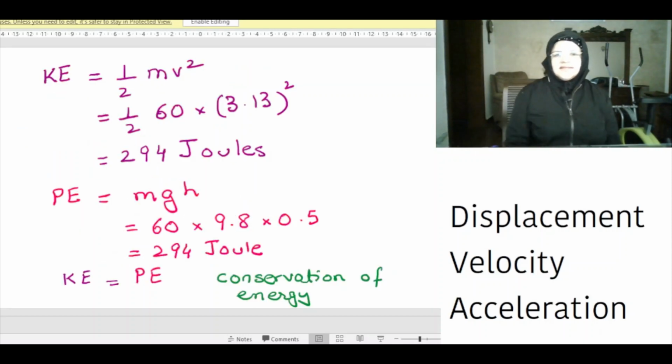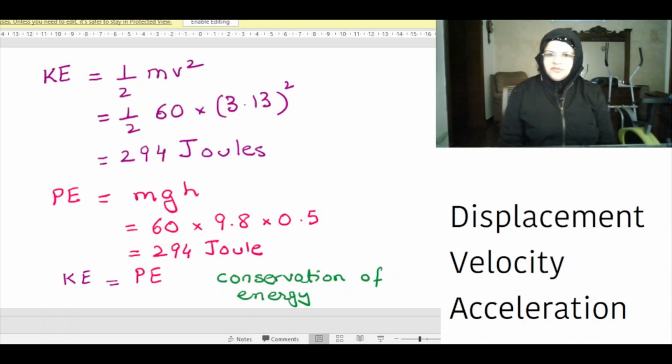When the person is at the height of 0.5 meter above the ground, the energy is stored in the form of the gravitational potential energy. Gravitational potential energy is equal to mgh, where m is the mass of the person, that is 60 kg. G is the gravitational acceleration, that is 9.8 meter per second square. H is the height the person is above the ground, that is the height of the chair, which is 0.5 meter, giving us the gravitational potential energy of 294 joules.